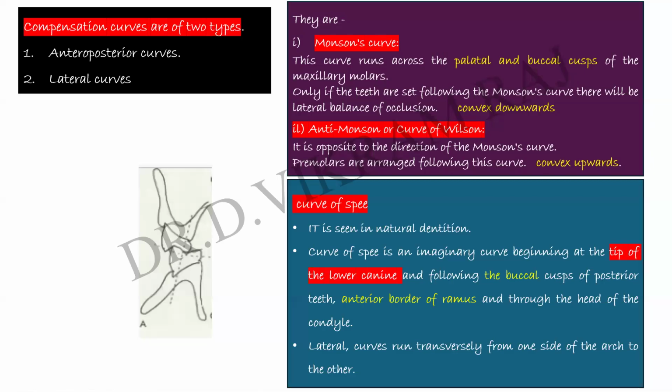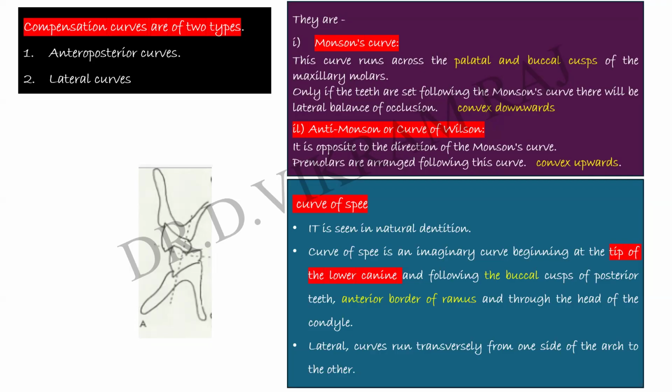Coming to the compensating curves, there's Monson's curve, the anti-Monson curve, the curve of Wilson. Very, very important thing. Definitely one curve will be asked. Monson's curve is a curve across the palatal and buccal cusp of the maxillary molars. Only if the teeth are set following this Monson curve will we get a balanced occlusion in the lateral movements. And the anti-Monson curve or curve of Wilson is opposite to the direction of Monson's curve. Premolars are arranged according to this curve and it is convex upwards.